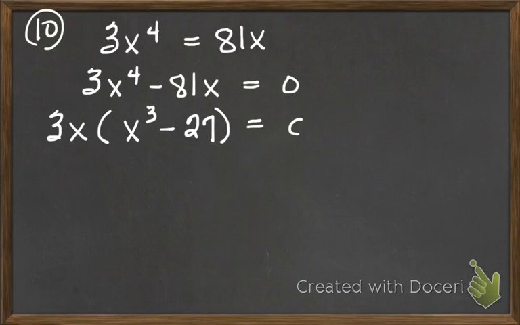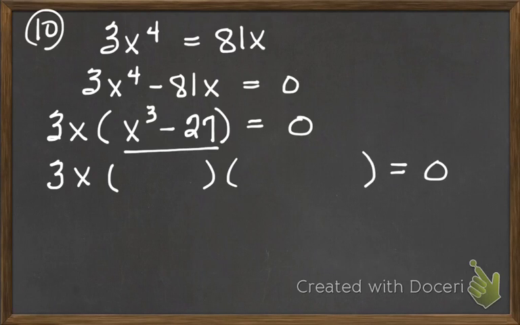When I factor out a 3x, I'm left with x cubed minus 27. Does that make sense? 3x times x cubed is 3x to the 4. 3x times negative 27 is negative 81x. Okay, they're asking me to factor, so I'm not finished factoring. What's x cubed minus 27 called? The difference of cubes. Oh, the dreaded difference of cubes. That factors into a binomial times a trinomial, and it is a formula.